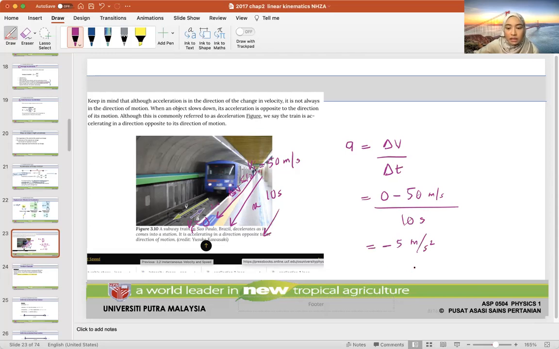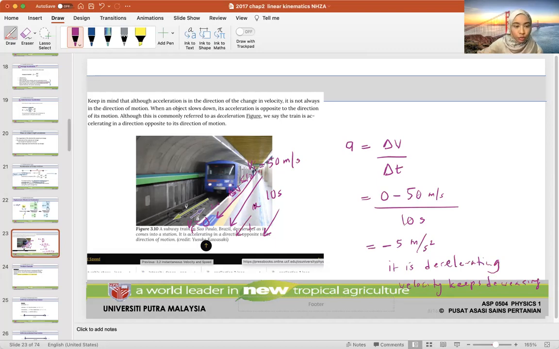It indicates that it is decelerating ataupun berkurang dalam velocity. It is decreasing in velocity. It is decelerating. Change in velocity is negative. Velocity keeps on decreasing. So this is what is happening at the train. Velocity is, kita akan anggap this is positive sign lah. Velocity is going in the positive direction, but it keeps on decreasing. This gives us negative acceleration because acceleration is the change in velocity.